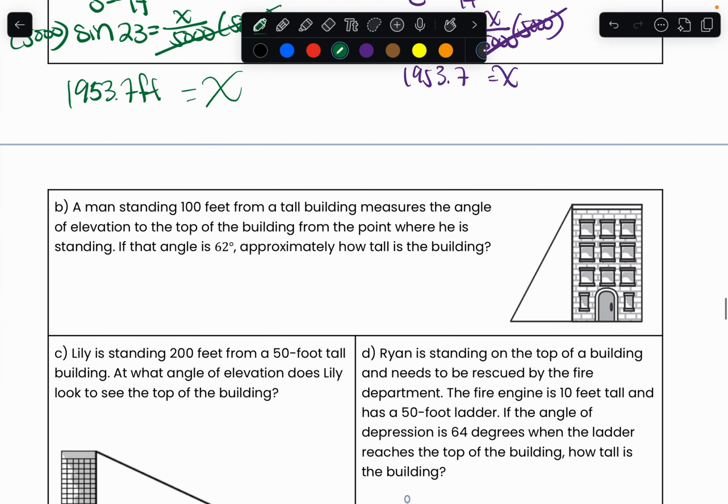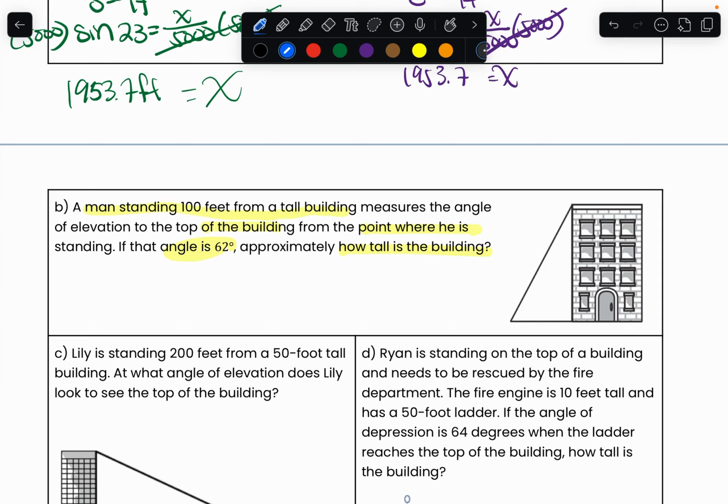Now, looking at question B, it says a man is standing 100 feet from the tall building. Let's stop right here and highlight the important pieces of information. We know a man is standing 100 feet away from the building. That measures the angle of elevation to the top of the building from the point where he's standing. If the angle is 62 degrees, approximately how tall is the building? There's a lot of information at once, but let's take it step by step.